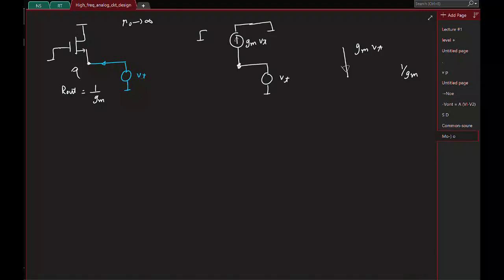Okay, so now what will happen if we have R0? It will just come in parallel, right? Because if you have R0, the RDS or R0 of the transistor will be between the source and drain. Drain is grounded, so it appears like this. So the output resistance will be 1 by Gm parallel R0, and for all practical purposes it's approximately 1 by Gm, right? Because Gm R0 is much greater than 1. So 1 by Gm will be much smaller compared to R0, so the lowest resistor will dominate.